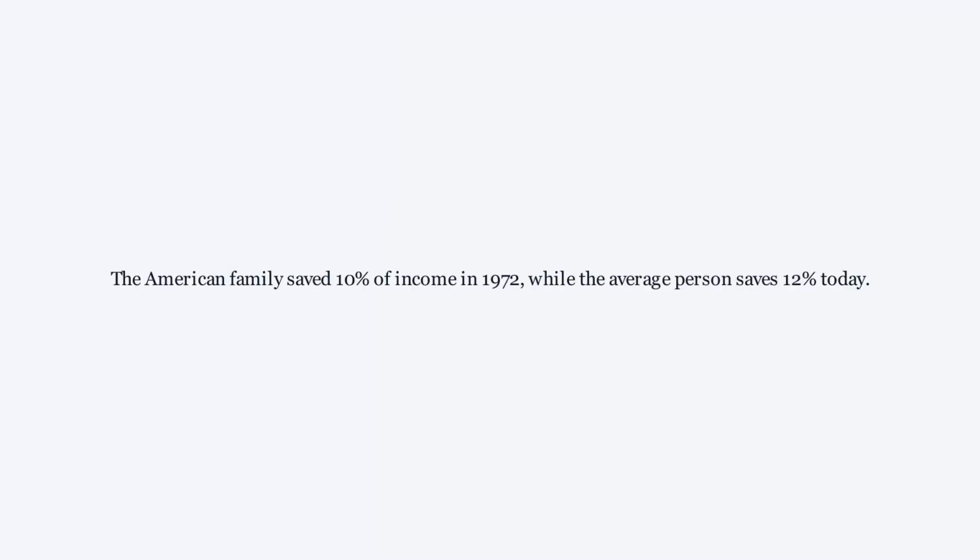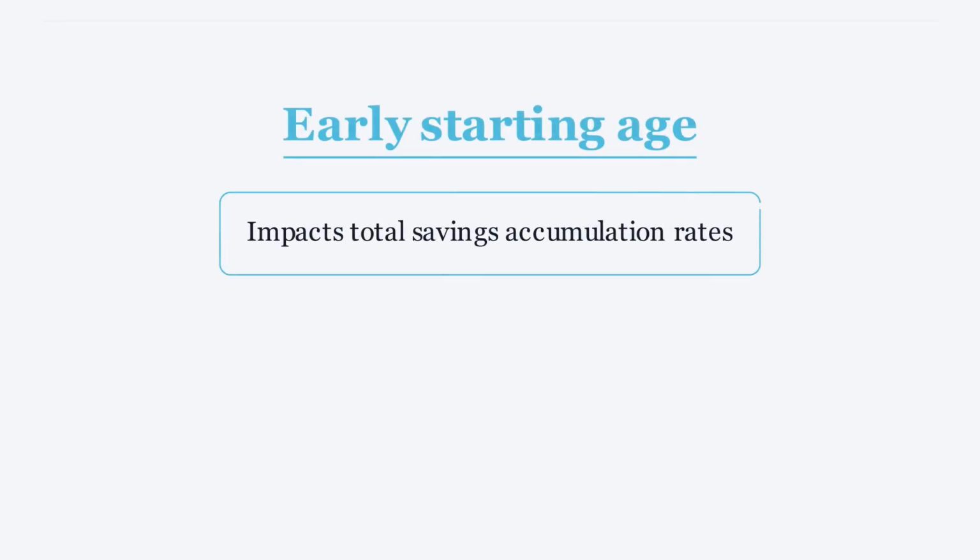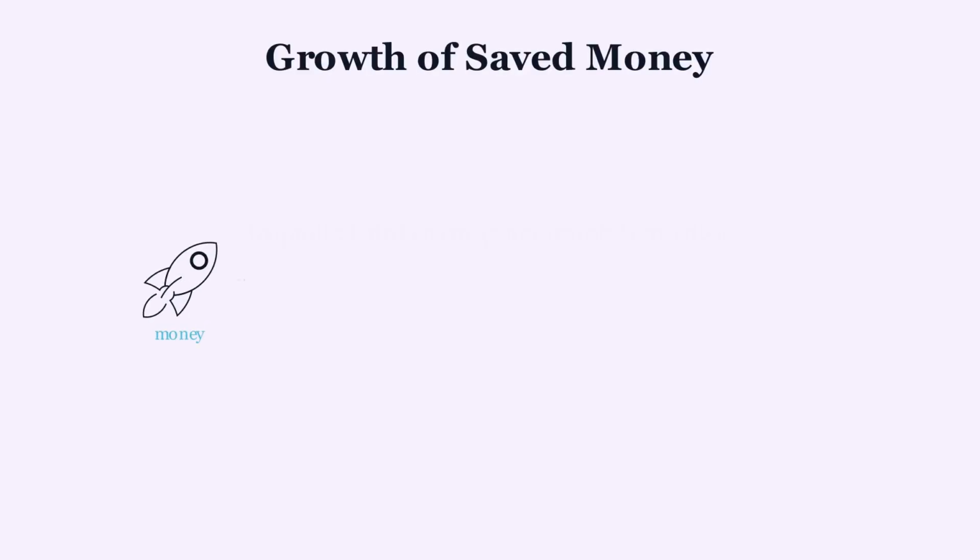The American family saved 10% of income in 1972, while the average person saves 12% today. Interactive simulations display how early starting age impacts total savings accumulation rates. Money packets pile up into a growing vault as time passes on a clock face.